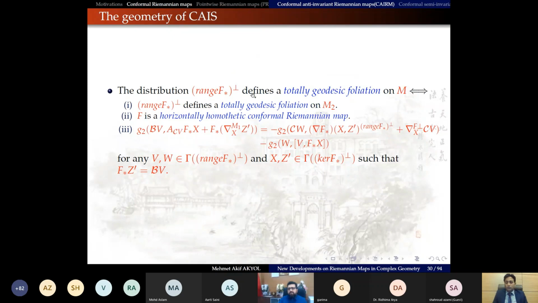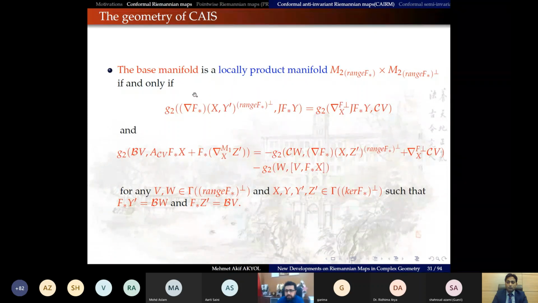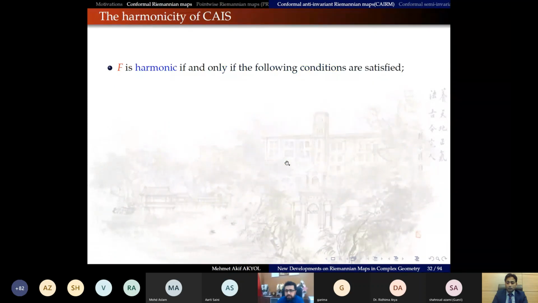It means that you will take two vector fields in the range of the map or the perp of the range of the map, and the covariant derivative of them should be inside the distribution, the range of the map or the perp of the range of the map. The base manifold is a locally product manifold if and only if we have these conditions.